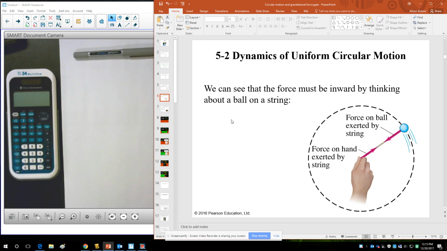We can kind of think about it in terms of a ball on a string, because the ball must be experiencing an inward force since the only thing it's touching is the string. The string is pulling on your hand and your hand is pulling on the string. The string is pulling inward on the ball.